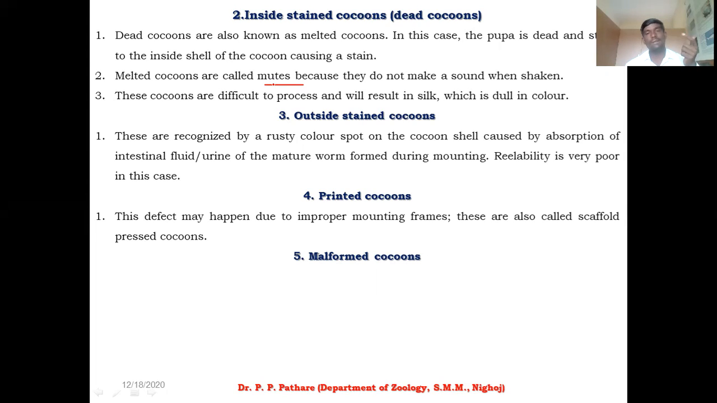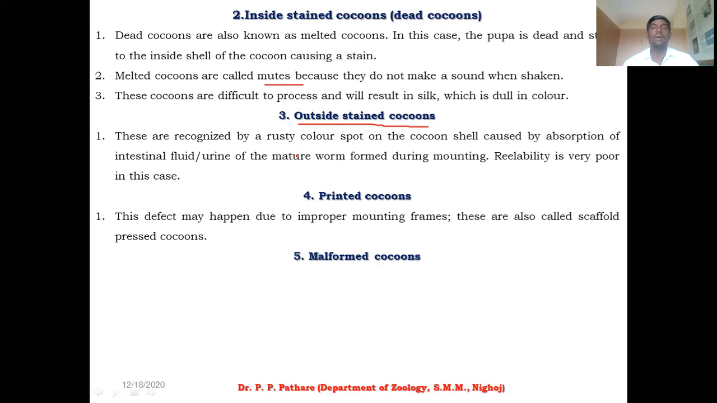Next feature of your cocoon: outside stain cocoon. Inside stain cocoon happens because of the death of the pupa. Now the next one is recognized by a rusty colored spot on the cocoon cell, caused by the absorption of the intestinal fluid or urine of the mature worms formed during the molting. What is the process that causes outside stain cocoon?